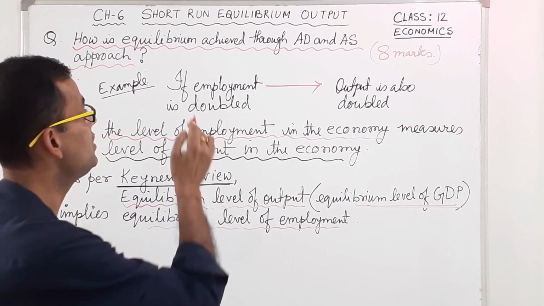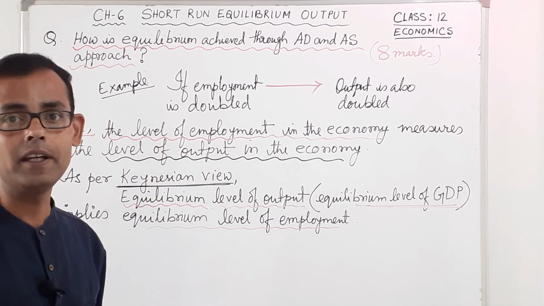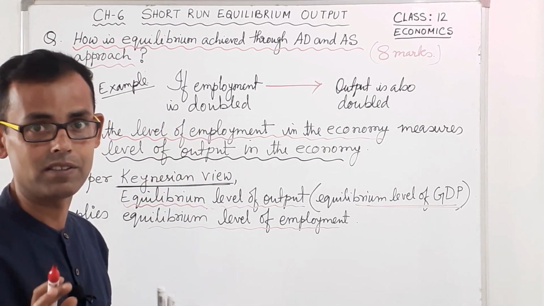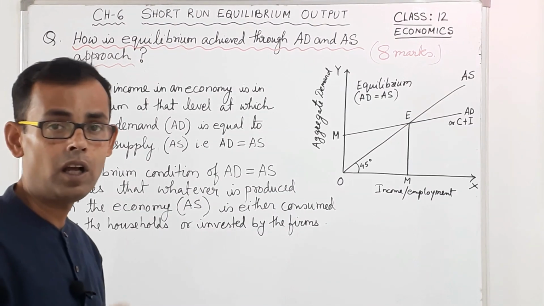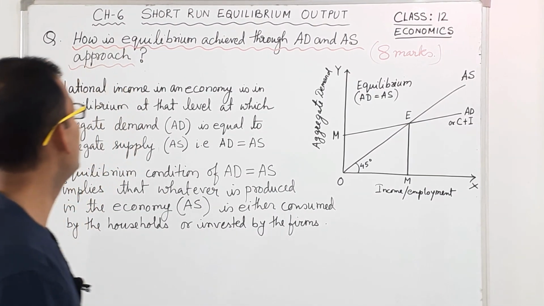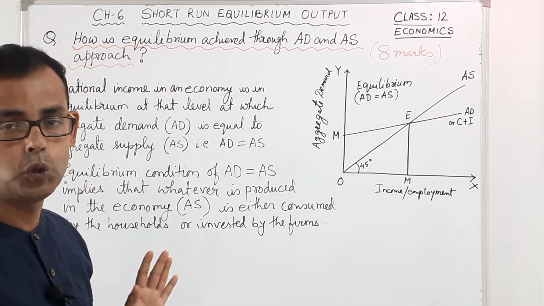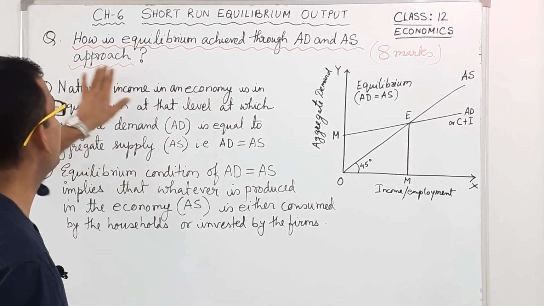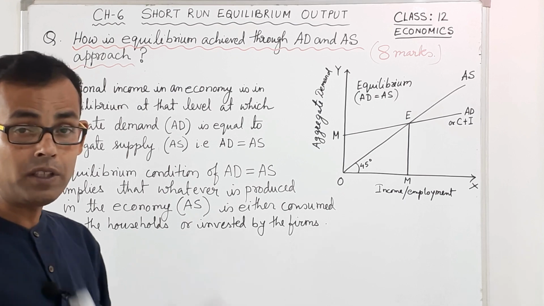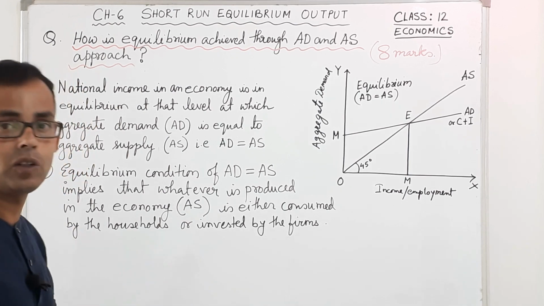Okay, so this year this question is very important, VVI you can say. Clear? Now students, we will now discuss the main question. How is equilibrium achieved? Through the aggregate demand and aggregate supply approach. Now this question can be asked in another way also.